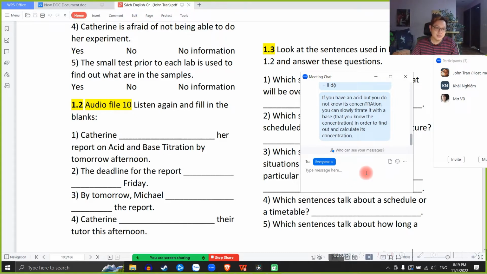So this is one of the most basic things that can be taught in chemistry.